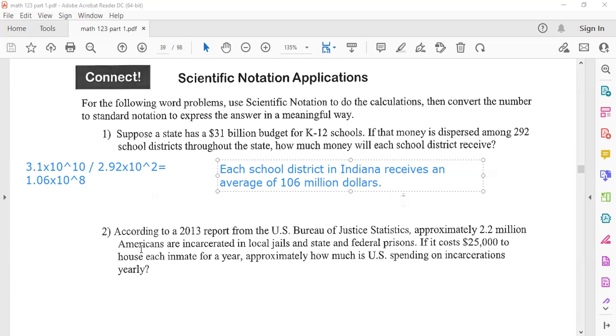So in number 2, we have 2.2 million Americans incarcerated. It costs $25,000 to house an inmate for a year. How much is the US spending on incarcerations yearly? So this time, 2.2 million, this is an easy one to put in scientific notation, 2.2 times 10 to the 6th. Now we're multiplying. So this times 25,000 would be 2.5 times 10 to the 1, 2, 3, 4. 3 places for the zeros, or 1 more place.